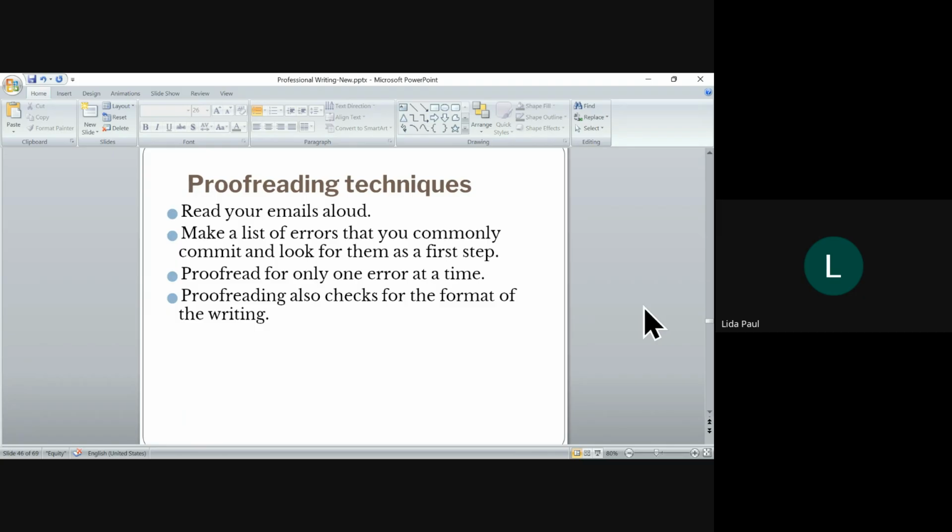Third thing, proofread for only one error at a time. So look for only one error at a time. Don't try to find every error in the same go. Tell yourself, okay, first I'm going to look at the subject-verb agreement error.